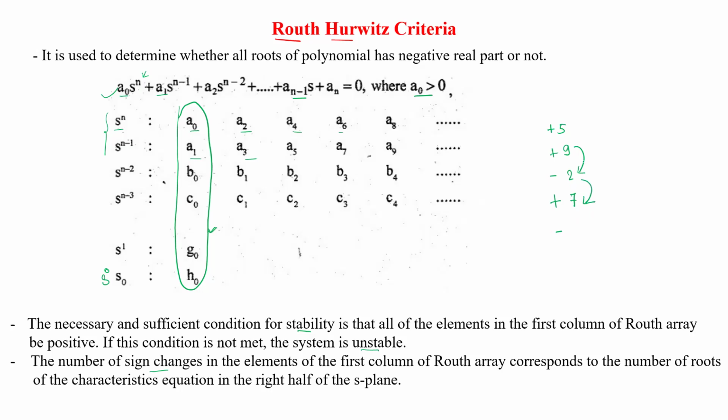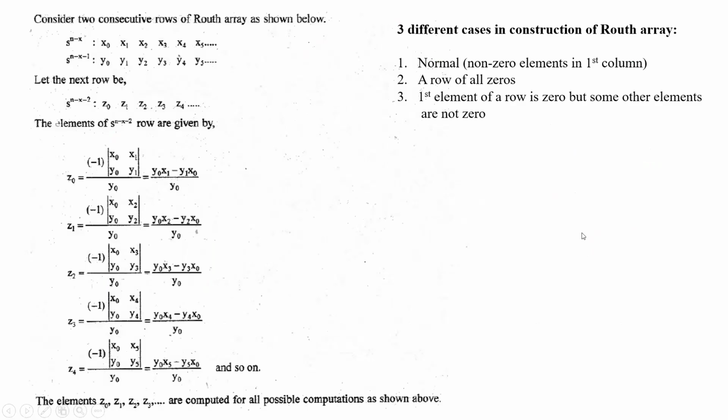If the sign changes two times, it means two roots lie in the right half of the S plane. If there is one more negative value, one more sign change occurs, so finally three roots are on the right side of the S plane. Even a single root there shows that the system is unstable. That is the use of the Routh criterion.